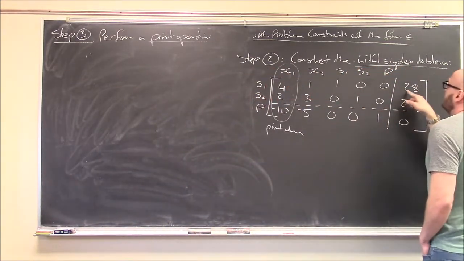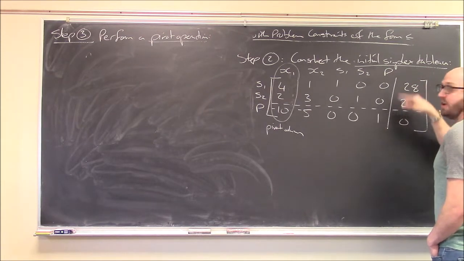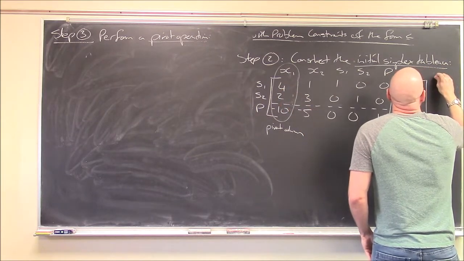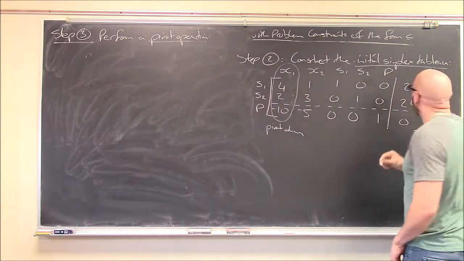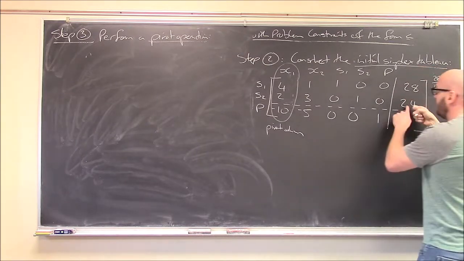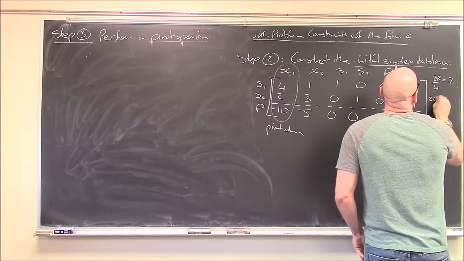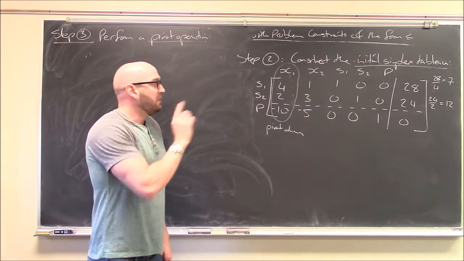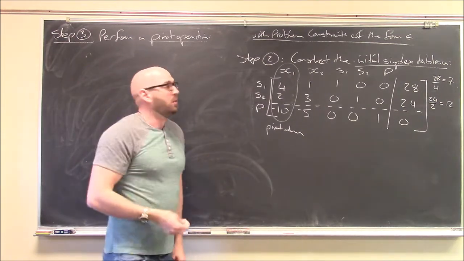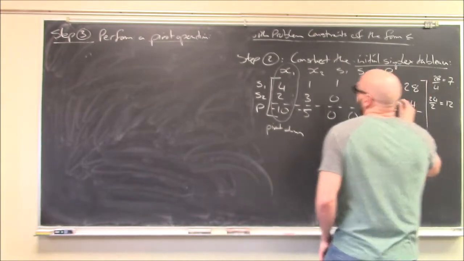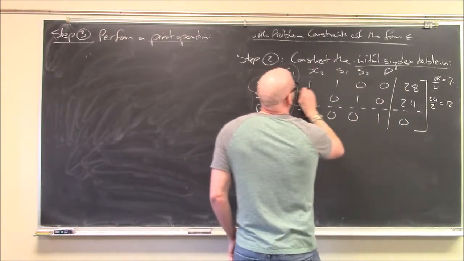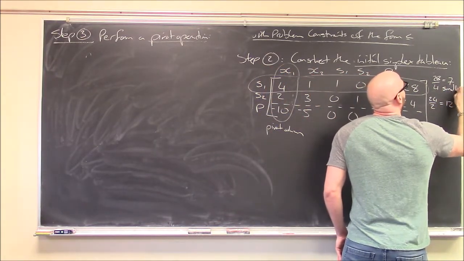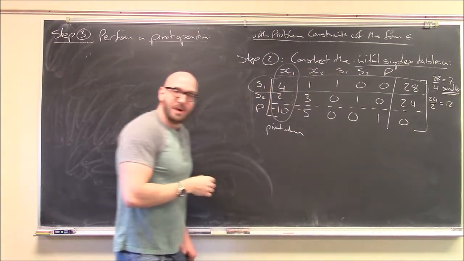I take the corresponding entries in the same row to the right of the augmentation bar, and I divide them by these entries. So here I'm going to do 28 over 4. 28 over 4 is 7. And I've got 24, I'm going to divide that by 2. 24 divided by 2 is 12. Whichever one of those gives a smaller value is my pivot row. So 7 is smaller than 12, so this is my pivot row. Alright, so this is smaller. That's why this is my pivot row.